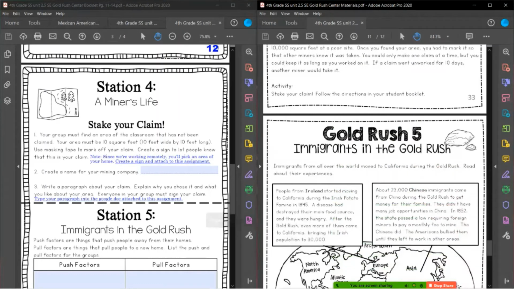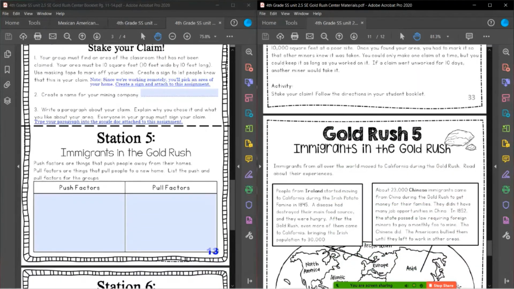For Station 5, Immigrants in the Gold Rush, we're going to be looking at what we call push factors and pull factors. So push factors are things that push you away from your home, things that make you want to leave where you're currently living. Pull factors are the things that are really exciting in the new area that make you want to go there. So if you're looking at a place that has really great job opportunities, beautiful homes to live in, lots of beautiful scenery and nature, lots of things to do and places to go, those are pull factors, right? Those are things that make you want to go to that place.